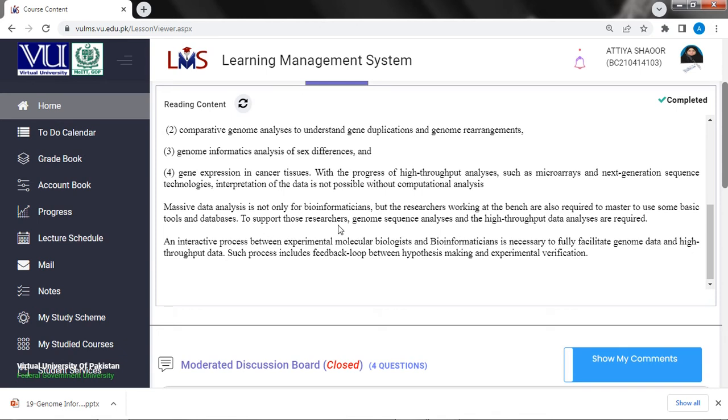To support those researchers, genome sequence analysis and high throughput data analysis are required. An interactive process between experimental molecular biologists and bioinformaticians is necessary to fully facilitate genome data and high throughput data. Such a process includes a feedback loop between hypothesis making and experimental verification.